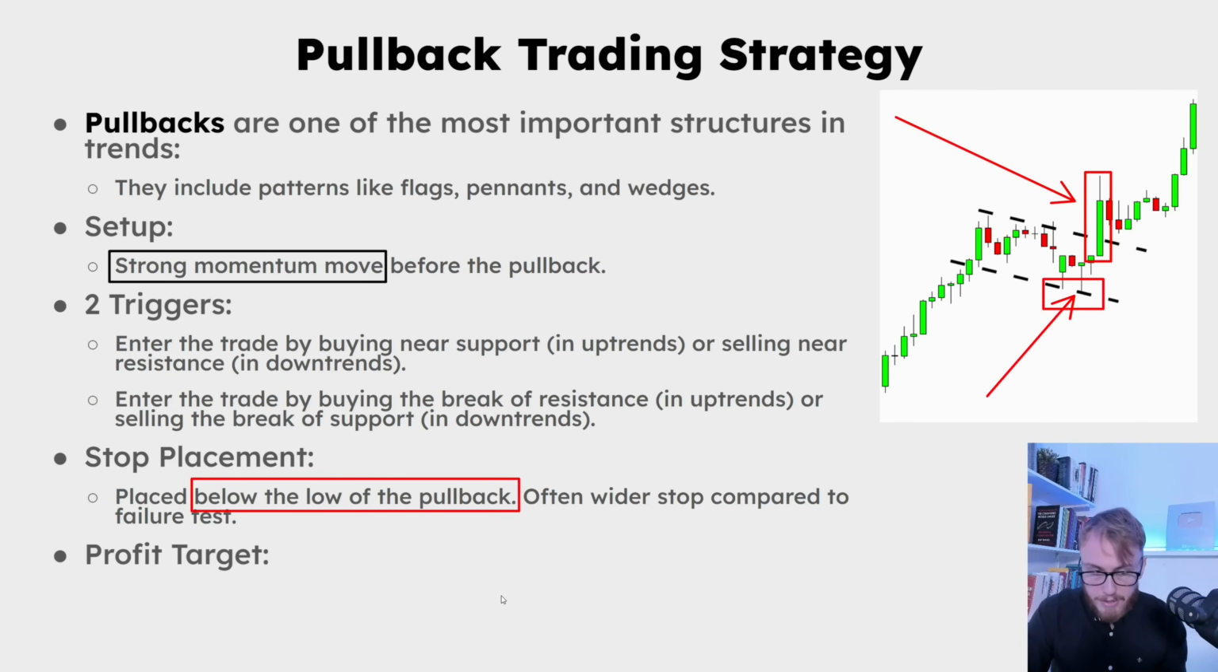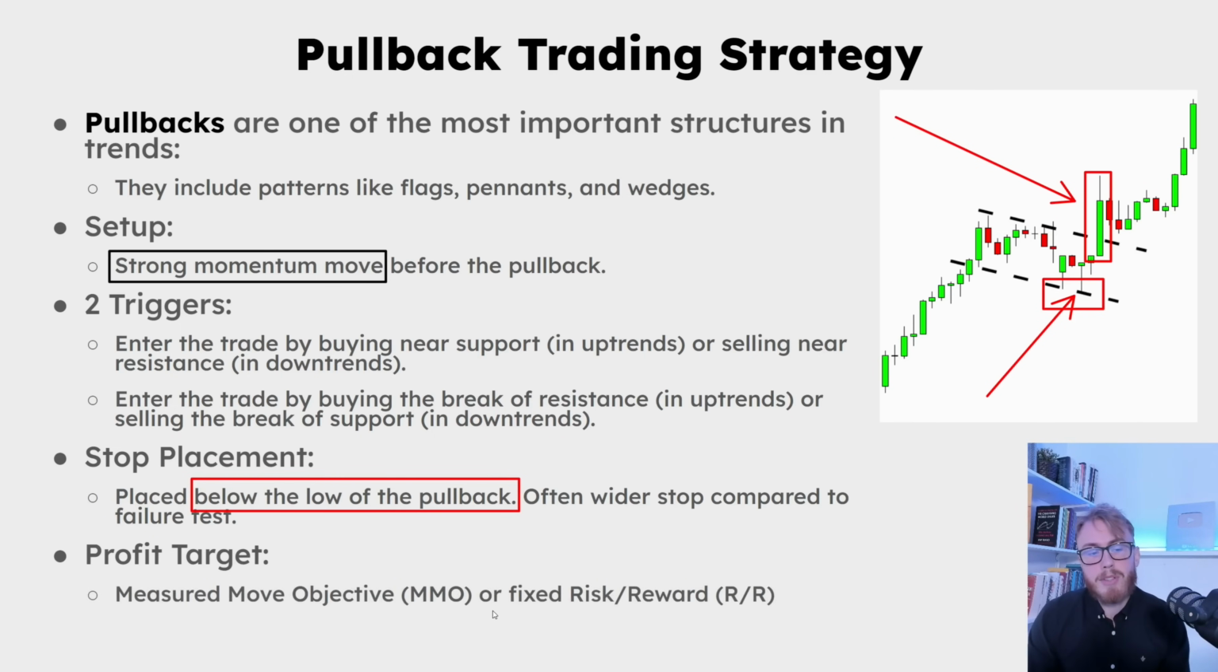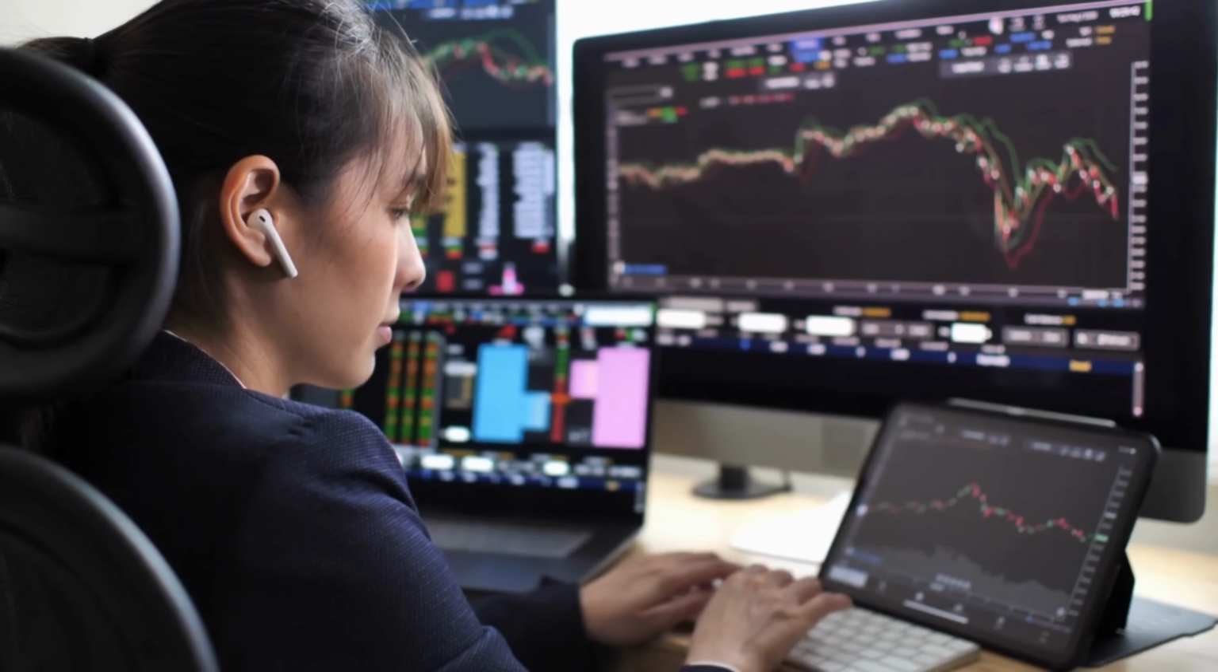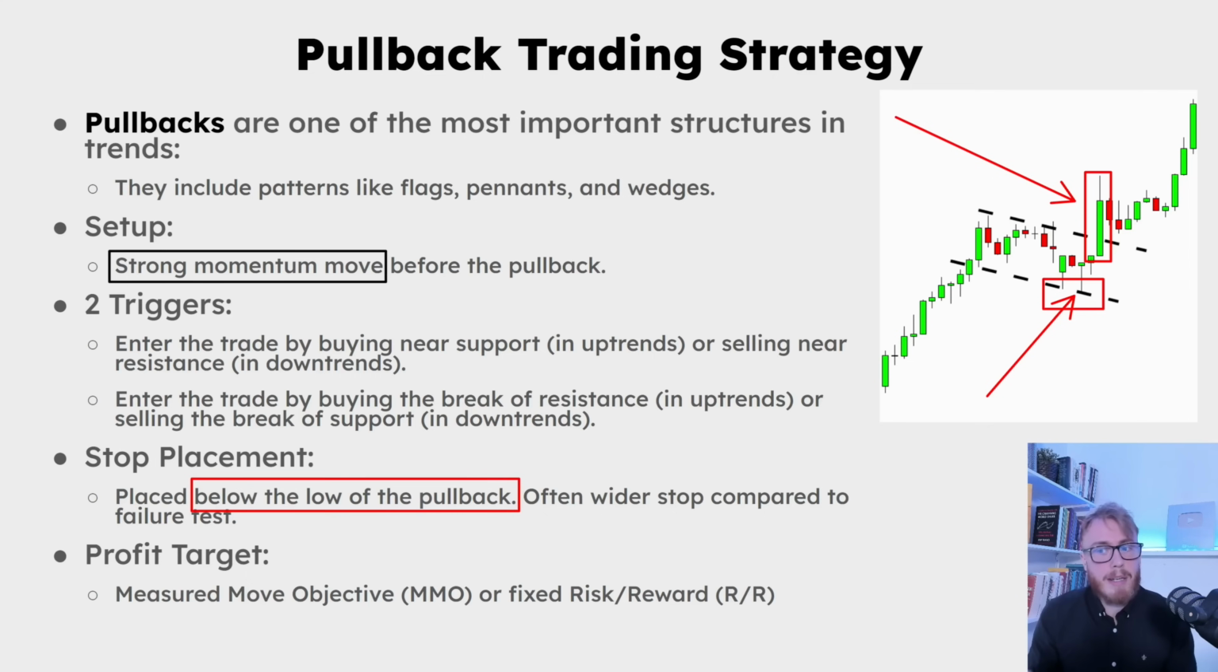And what about the profit target? Well, for the profit target, we have mainly two different methods. We can use a measured move objective that we have been talking about earlier in this course, or we can use a fixed risk to reward ratio. But you can also, of course, use more advanced methods. Many traders will use different kinds of price action signals that tell them, this is a trade I don't want to be in anymore. So they can basically use discretion to exit the trade.